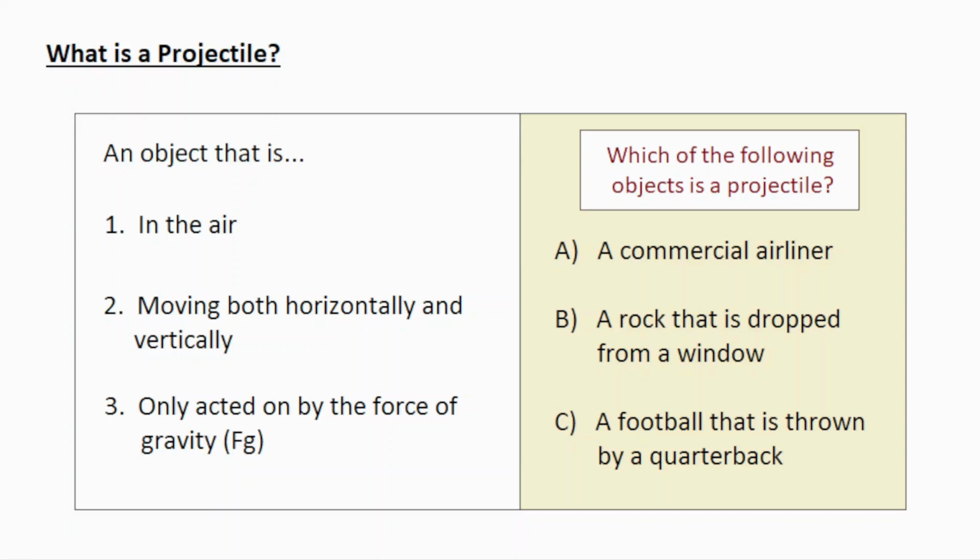Well, it would not be choice A. A commercial airliner has more forces acting on it than just the force of gravity. It would not be choice B. The rock is moving in the vertical plane, but not the horizontal plane, and that would be considered a freely falling object. The answer is choice C. Once the football leaves the quarterback's hand, it meets all 3 conditions on the left and is considered a projectile.